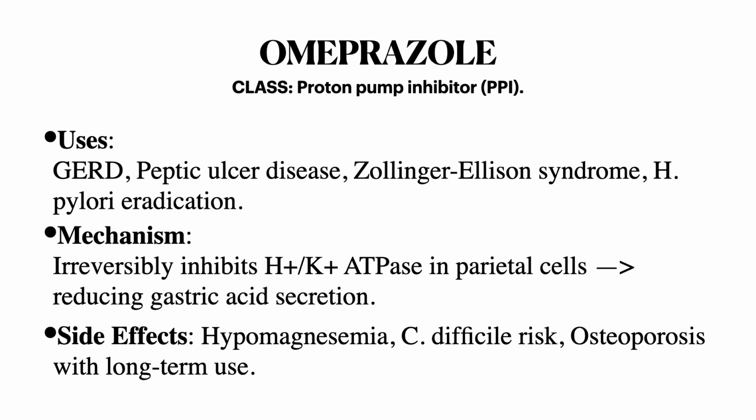Omeprazole belongs to the class proton pump inhibitor, along with pantoprazole, esomeprazole, and lansoprazole. The uses are gastroesophageal reflux disease, peptic ulcer disease, Zollinger-Ellison syndrome, and also H. pylori eradication in triple regimen. The mechanism of action is that it irreversibly inhibits the hydrogen potassium ATPase pump in parietal cells, thus reducing gastric acid secretion. The side effects are hypomagnesemia, due to decreased absorption, Clostridium difficile risk, and also osteoporosis with long-term use.